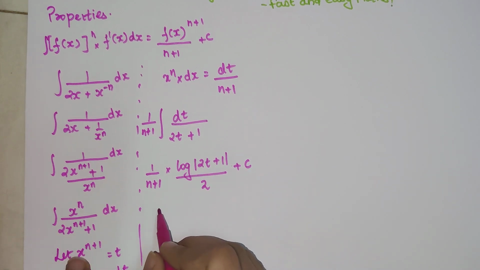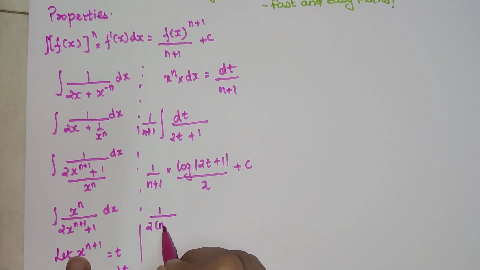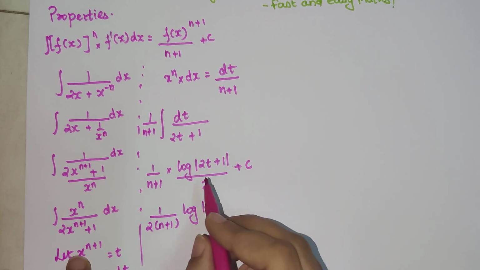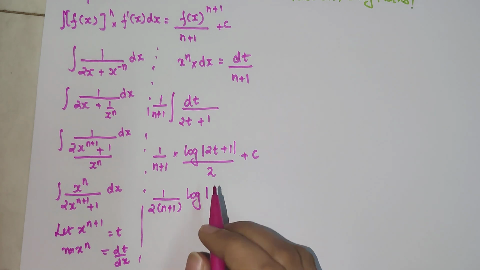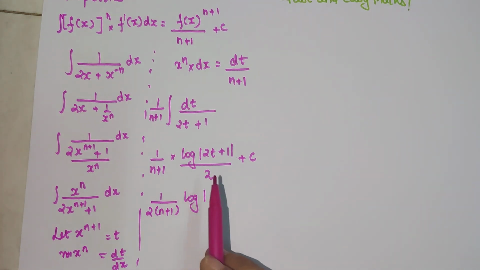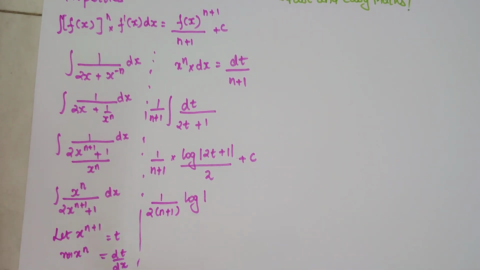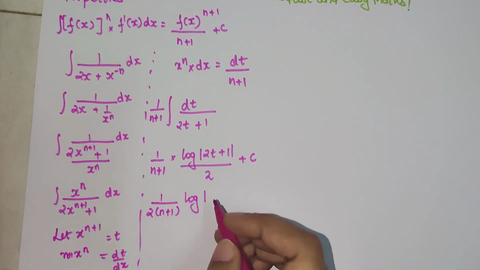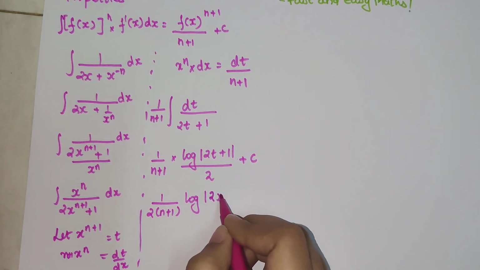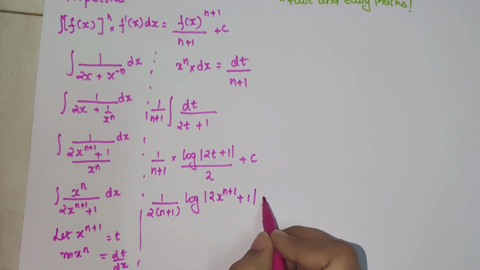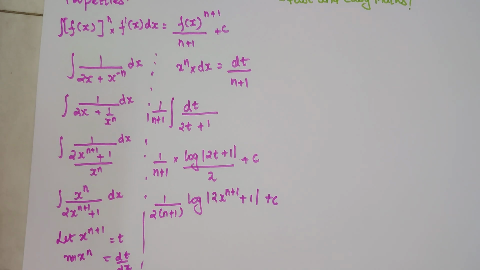So your final answer is 1 upon 2 into n plus 1 into log mod. You cannot write, this is another mistake which most of my students have made, keeping your answers in terms of t. Okay, that is not acceptable. Your answer has to be in terms of x, because your question was also in terms of x, right? So you write it in that term as well. t was nothing but x raised to n plus 1, plus c. So you saw how easy this entire thing became.